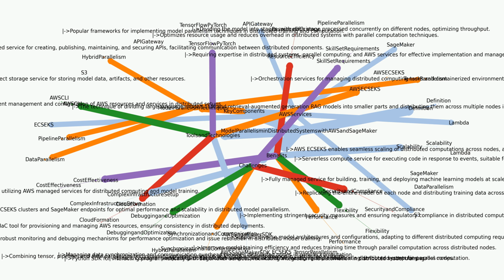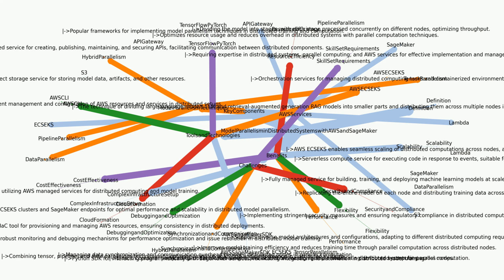Model Parallelism and Distributed Systems with AWS and SageMaker. Definition: the technique of dividing large language models (LLM) and retrieval augmented generation (RAG) models into smaller parts and distributing them across multiple nodes in a distributed system. Leveraging AWS, Amazon Web Services, and SageMaker for efficient computation and scalability.